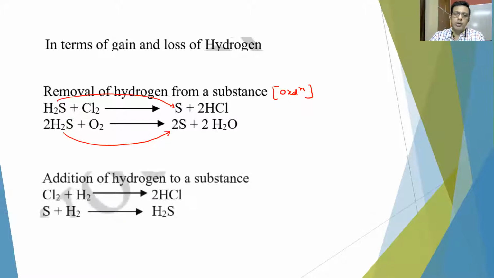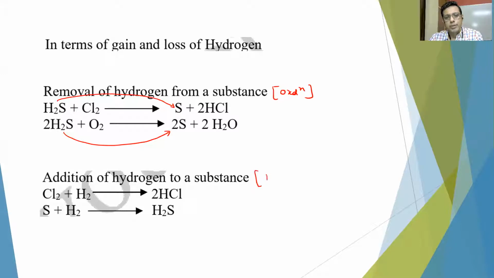Here, reduction can be called addition of hydrogen to a substance. So when hydrogen is added to a substance, it's called reduction. Like in the first example, hydrogen is added to chlorine, so we say chlorine is reduced here. Hydrogen is added to sulfur, so sulfur is reduced to give H2S in this particular reaction.